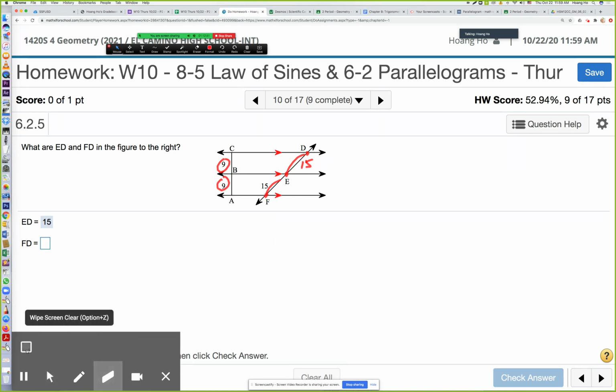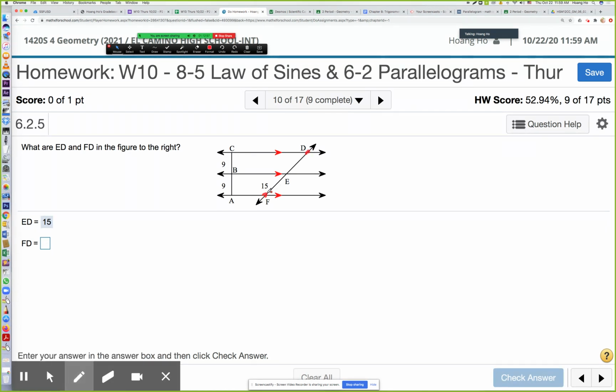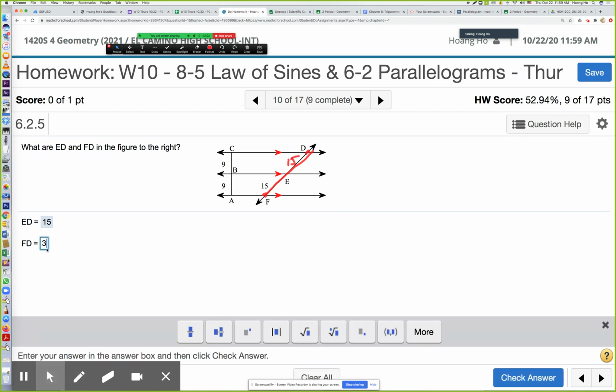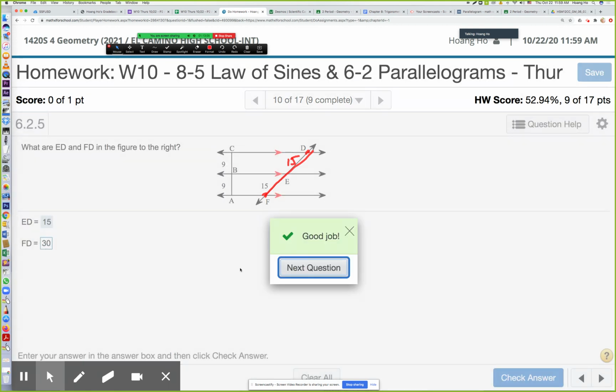All right, next question. Oh, the next one, FD. What's the FD? Oh, FD is the two of them together. FD is the whole thing. So if it's 15 and 15, FD should be 30, double. Two of them together, so that's double.